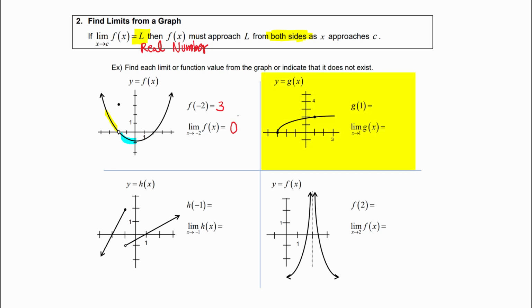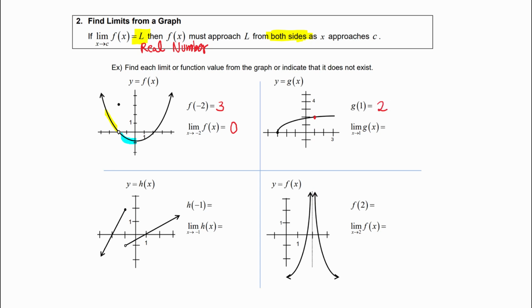Let's look at function g this time. I have y equals g of x, and this graph almost looks like a square root function. Anyways, what's g of 1? When x equals 1, I see a dot there. When x equals 1, y is 2. So g of 1 exists, and it is 2.